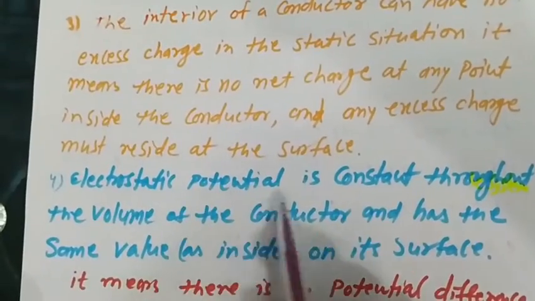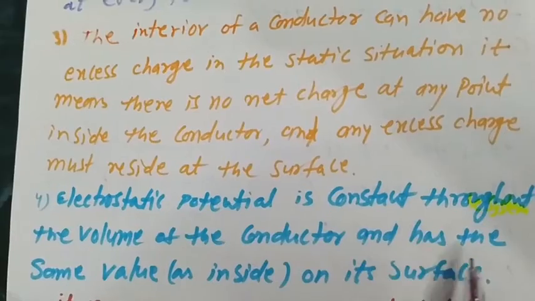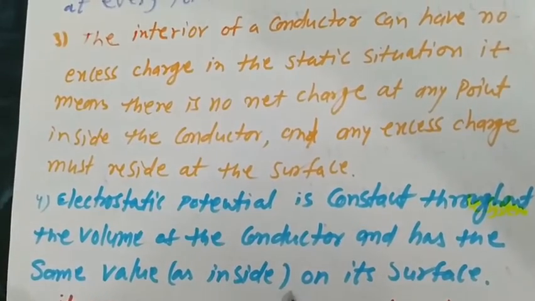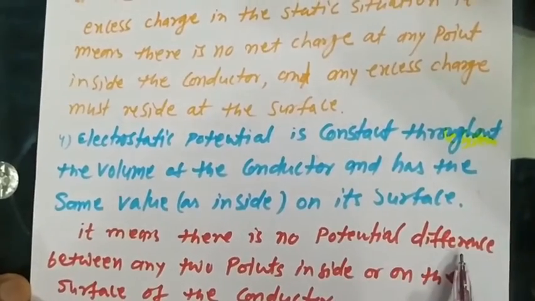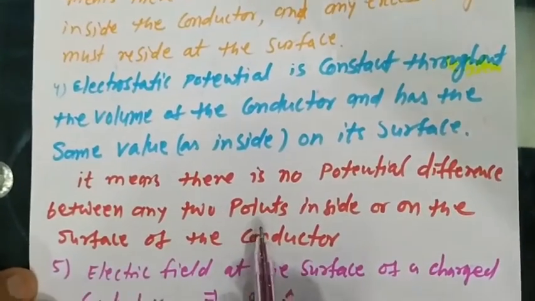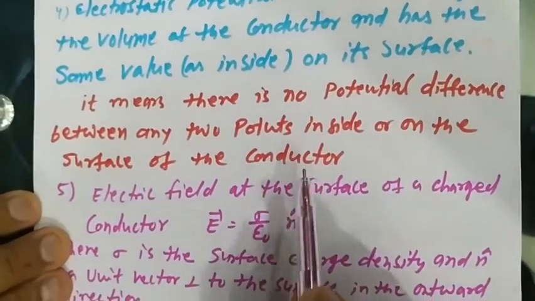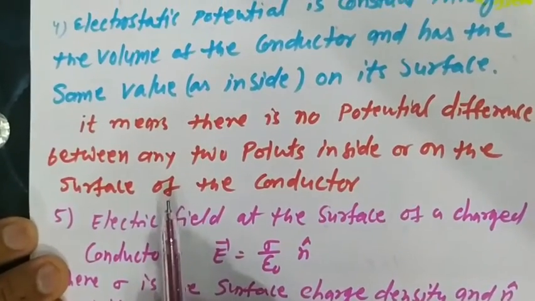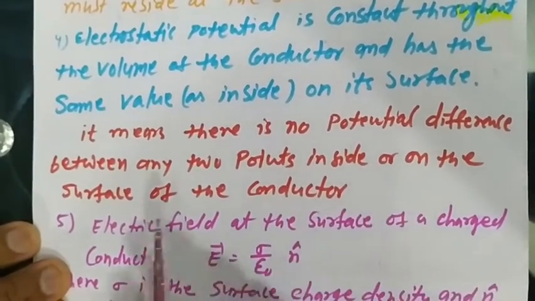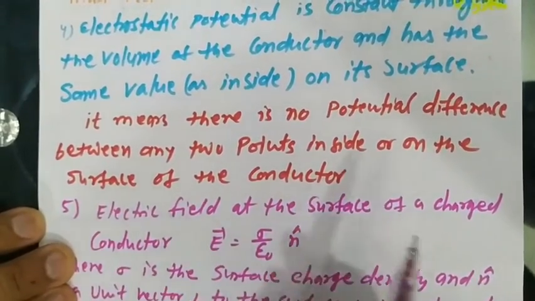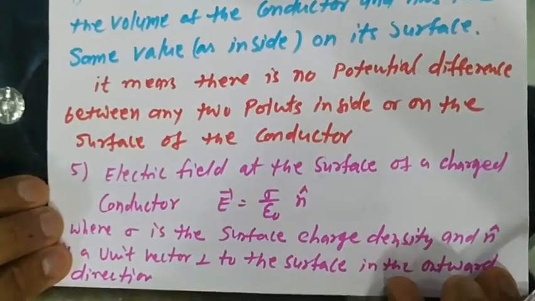Fourth point, electrostatic potential is constant throughout the volume of the conductor and has the same value as on its surface. It means there is no potential difference between any two points inside or on the surface of the conductor. It means when a charge is moving inside the conductor or on the surface of the conductor, no work will be done because the potential difference is zero.